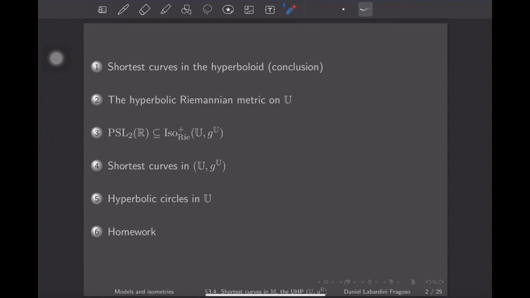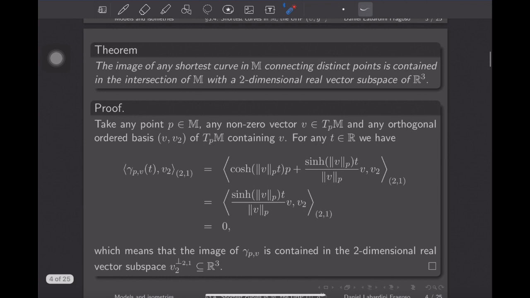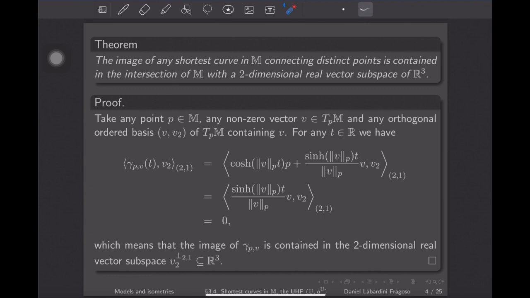So let's start with the last part of the description of the shortest curves in the hyperboloid. Yeah, and last time I mentioned, without proof, that if you give me any shortest curve in M, then it is, of course, connecting distinct points, right? I mean, not a shortest curve from a point to itself, but from one point to a different point. It's a kind of shortest curve which is not completely boring. And such a curve is always contained in the intersection of M with a two-dimensional real vector space. So with a plane in R3 that passes through the origin.